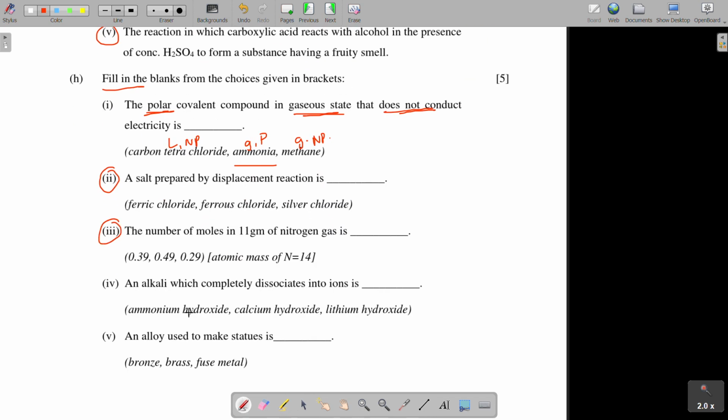Moles, not there. Alkali which completely dissociates into ions, means it should be a strong alkali. Ammonium hydroxide, weak. Calcium hydroxide, weak. It should be lithium hydroxide. An alloy used to make statues, so that is bronze, not brass, not fused metal. Okay, bronze composition is copper and tin, Sn. Okay, brass composition is copper and zinc, main components. Okay, fine. So this is section 1.